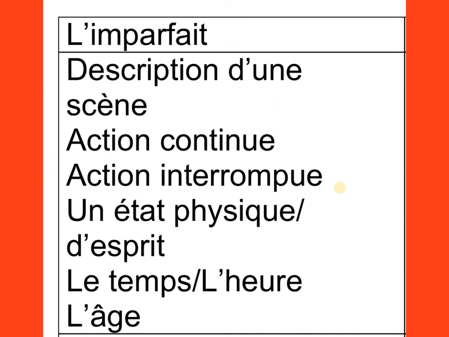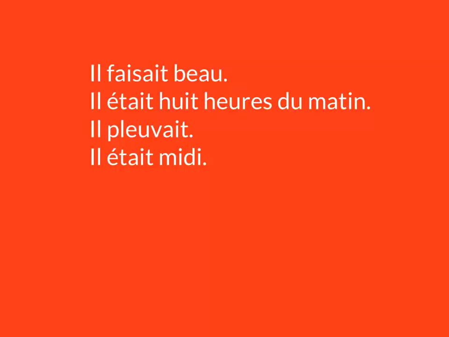Now we're down to le temps and l'heure, the weather and time. Let's look at some examples. Il faisait beau, il était 8 heures du matin, il pleuvait et il était midi. So I want you to look at these 4 sentences and I want you to decide which ones talk about the weather and which ones talk about the time. Again, you should pause the video here to answer those questions.